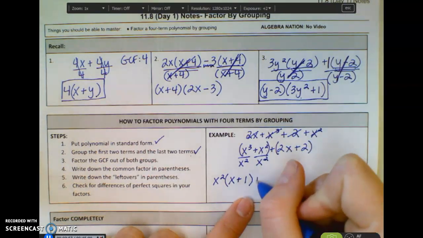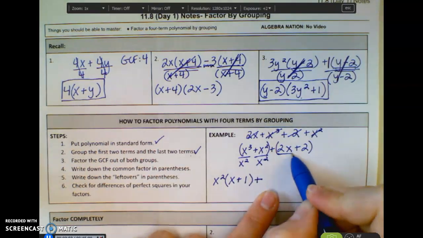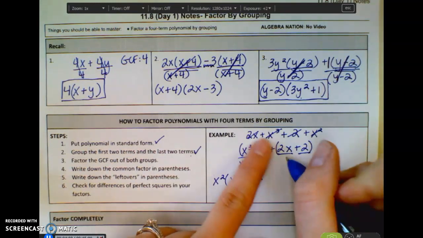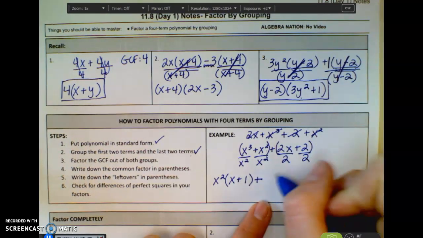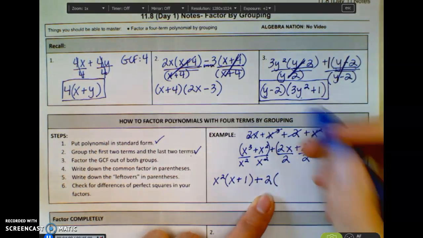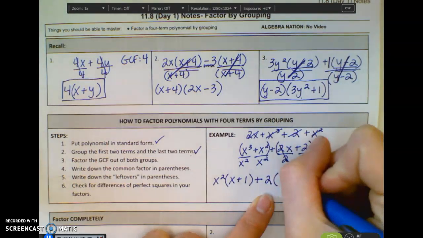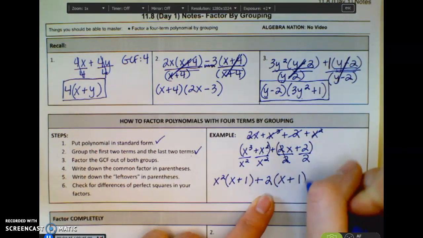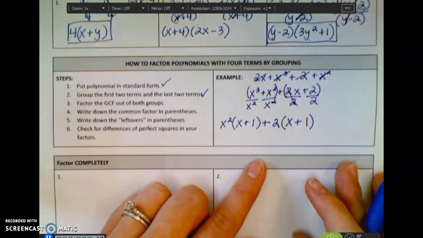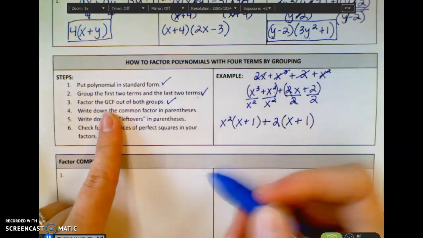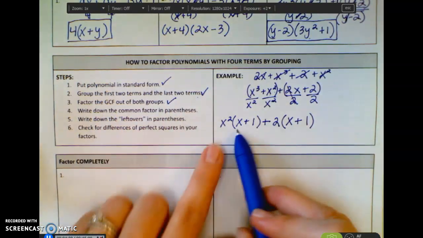Now we're going to bring down that plus sign, and we need our GCF of this second set. Well, what can we take out of 2x and 2? We can take out a 2. So bring down that GCF. Now 2x over 2, the 2's cancel, and we're just left with x, plus 2 over 2 gives us 1. So that was the next step. Factor out the GCF of both groups. That's done.